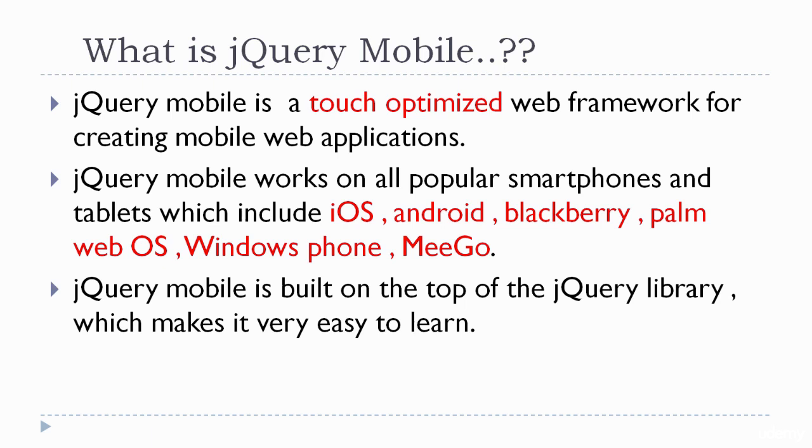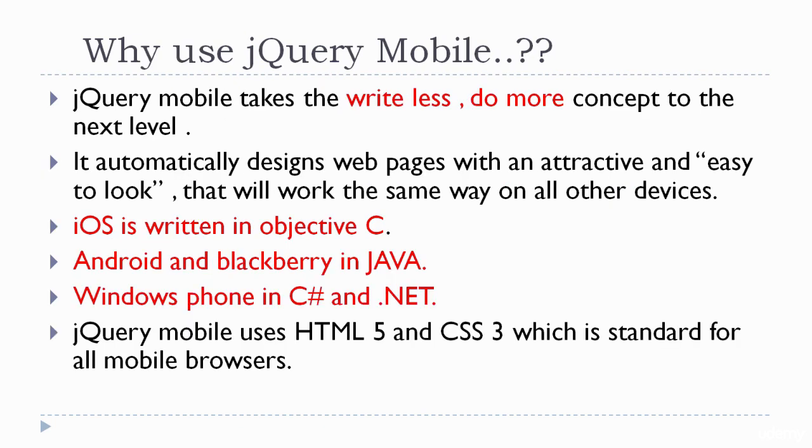So as you all know, jQuery is not a particular programming language. It is just a framework of JavaScript, but it is itself a very huge framework, so we can almost call it a programming language. Now why do we use jQuery Mobile? Since jQuery Mobile takes the write less, do more concept to the next level. As you all know, jQuery is given the title write less and do more. It automatically designs web pages with an attractive and easy look that will work the same way on all other devices.